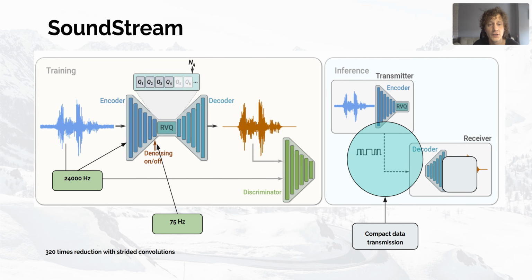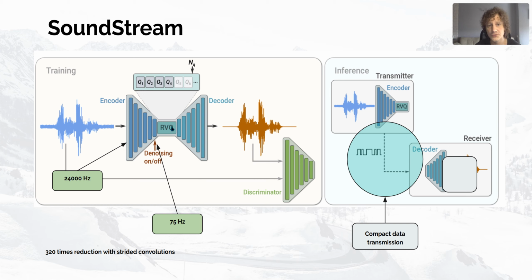SoundStream. This is a kind of interesting paper. What they do here and how they do it. We have a signal, let's say 24 kilohertz, and we compress it using strided convolutions. We slowly compress it using strided convolutions, and we get 75 hertz. So we get kind of a 320 times reduction with the strided convolutions, which is a lot, but it's not the main point. We can do such things with a raw audio signal, and then we can work with it.